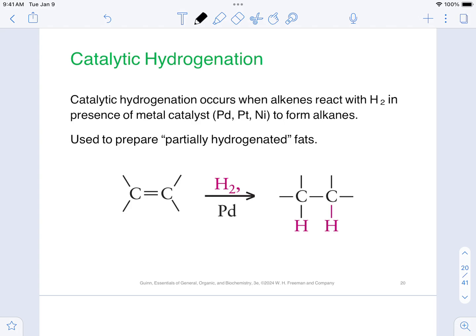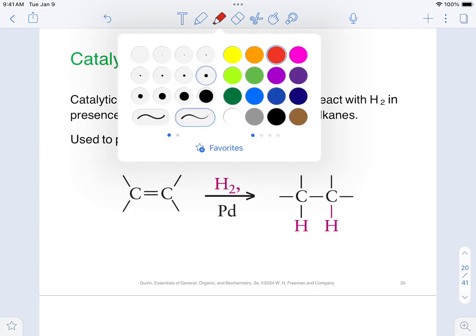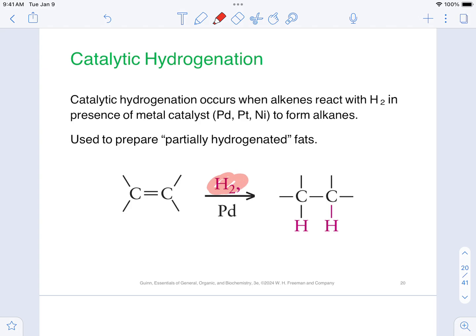Here's something called catalytic hydrogenation. This occurs when your alkenes, your carbon-carbon double bonds, react with hydrogen in the presence of some kind of metal catalyst, so palladium, platinum, nickel, etc. It reacts with those to form an alkane. And again, if you're going from an alkene to an alkane, you are being reduced.